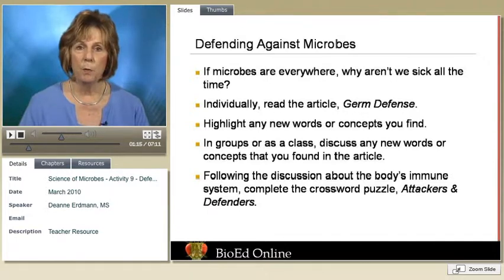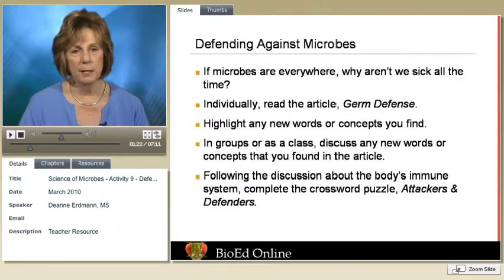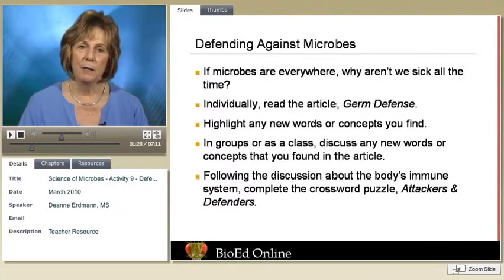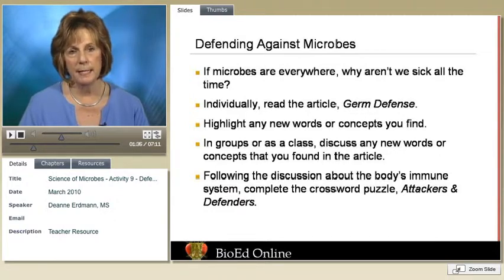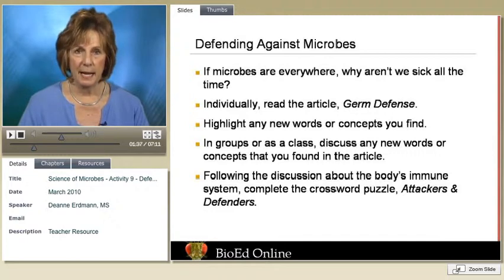So the first thing that you'll want them to do is to read the article, highlight new words, and then also you may encourage them to search the internet, look at the National Institutes of Health, the CDC, and look for additional information about safety, about prevention of disease, and discuss that as a class.